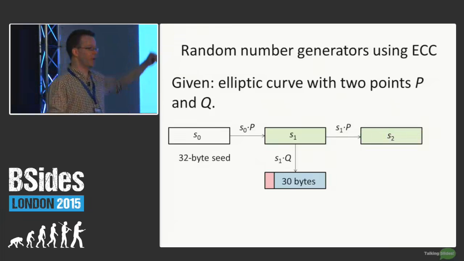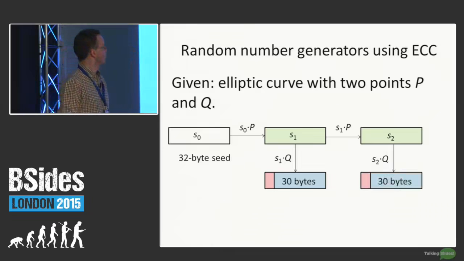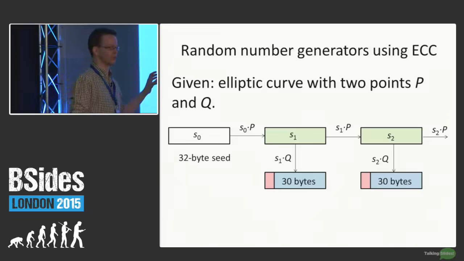And again, with this S1, you multiply P with S1, you get S2. You multiply S2 times Q, you get another random output, etc. And because knowing S1 times Q doesn't give you S1, that is the discrete logarithm problem, this is a good algorithm. This is a good random number generator.